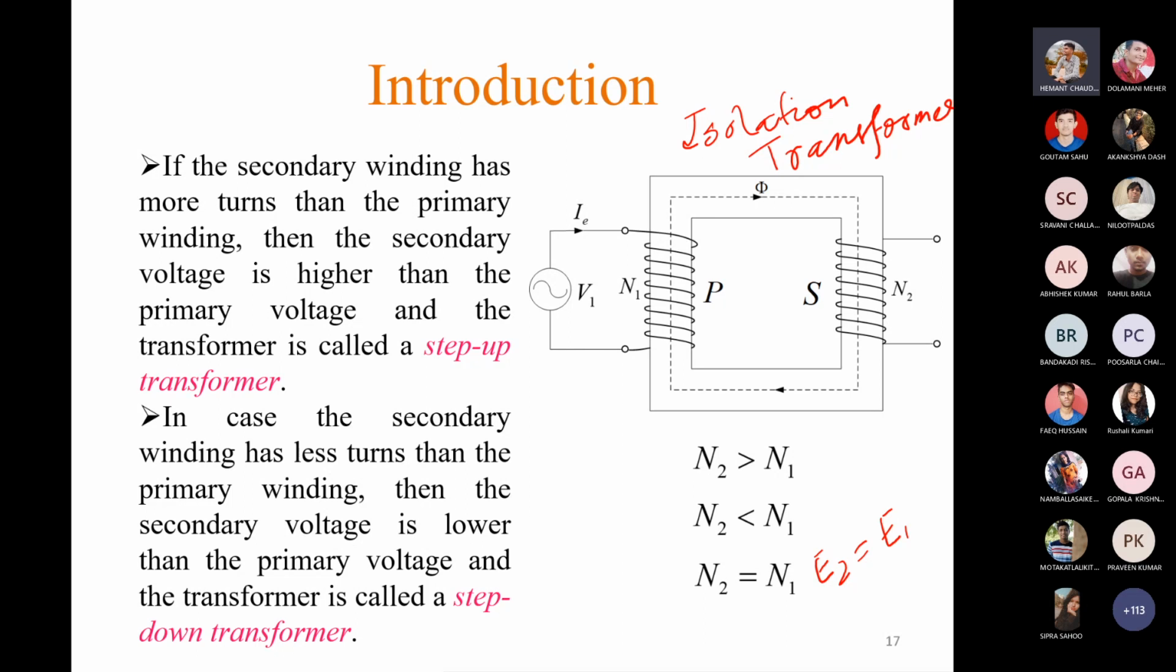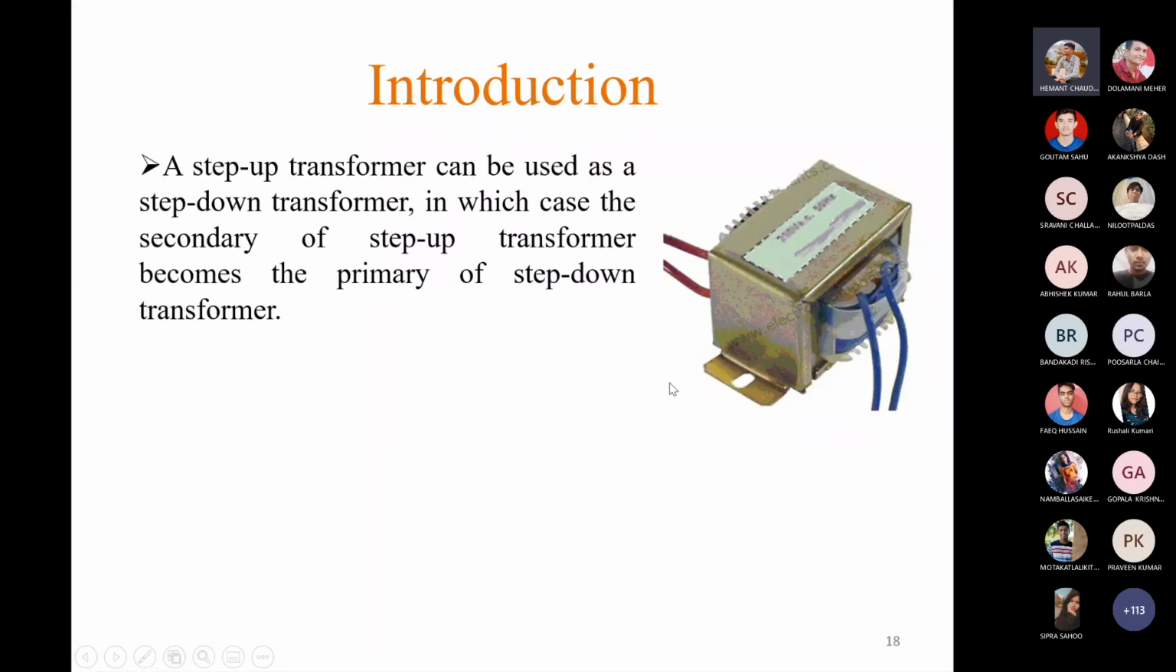So step down and step up transformer, these two terms actually do not have any meaning, because a step up transformer can also be used as a step down transformer. How? If we change the connection. Step up means we are giving supply to the winding which has a lesser number of turns, and we are taking output from the winding which has a larger number of turns. That means the secondary side N2 is greater than N1.